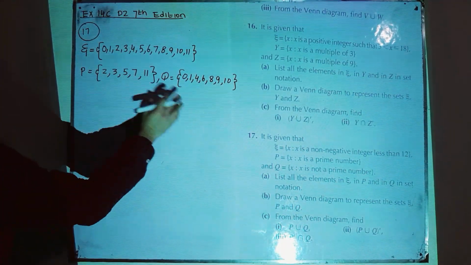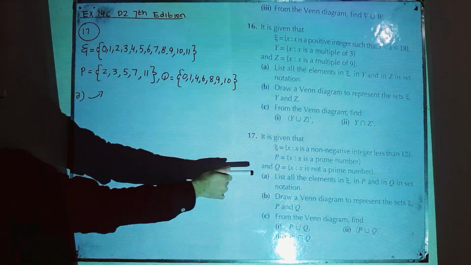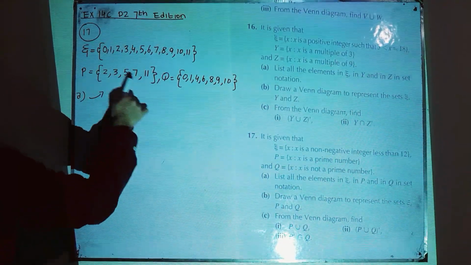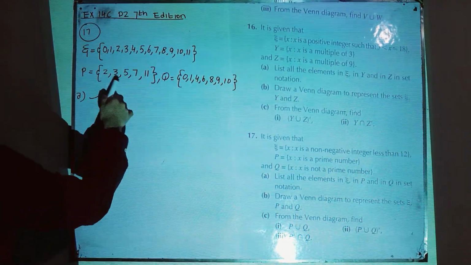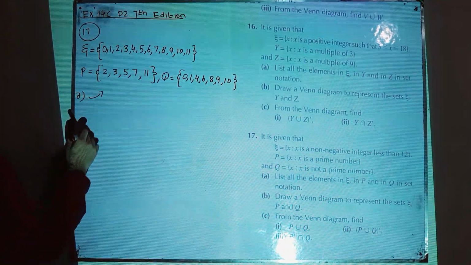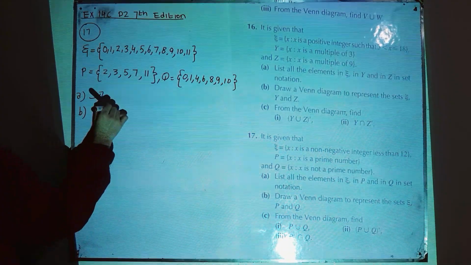Next, in part A, you have to list all the elements in the universal set, in set P and in set Q in set notation. So the answer is this one, in set notation. Now part B of this question says, draw a Venn diagram to represent all these sets.